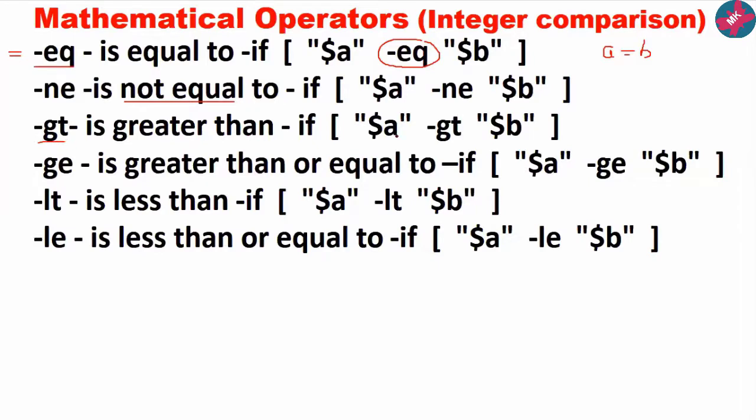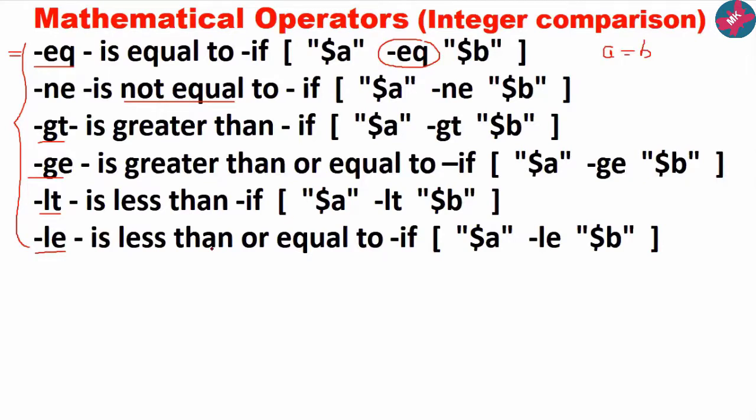GT is used for greater than. GE stands for greater than or equal to. Then LT, dash LT, is less than, and LE is used for when we want to say less than or equal to, like this, right? So this is something new in this shell script. There are some more variations in this.